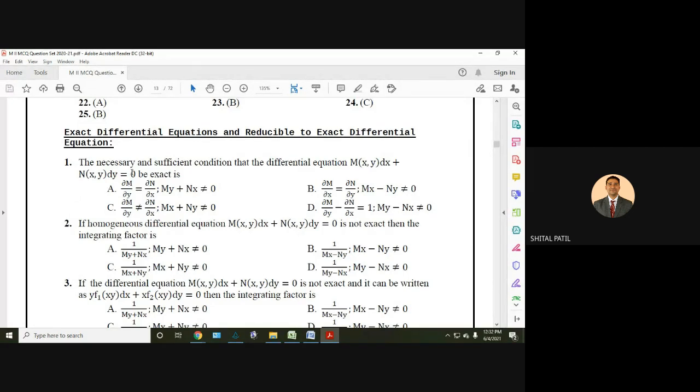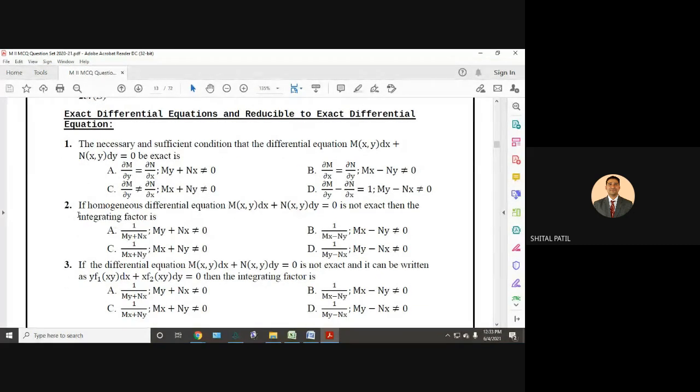So let me start. Roll number, division A, roll number 1, A1, give attendance. You have to give the answer of the first question: the necessary and sufficient condition that the differential equation m dx plus n dy is exact. What is the condition of exactness? Del m by del y equal to del n by del x. Roll number 2, if homogeneous differential equation m dx plus n dy equal to 0 is not exact, then what is the integrating factor?